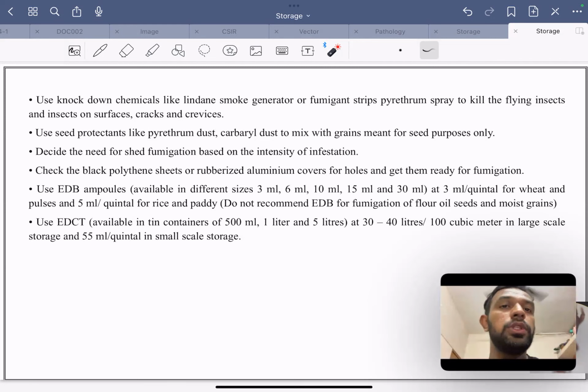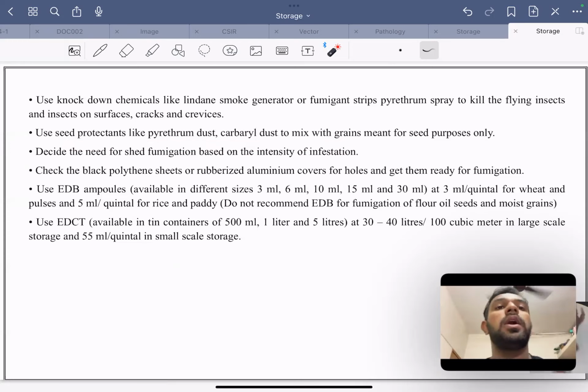Also, you can use knockdown chemicals such as lindane smoke generators. Those are used on the structures or the rooms where these things are stored. They can be used to kill the flying insects. Using seed protectors like pyrethrum dust and carbaryl dust is for grains meant for seed purpose only. If you are using that grain as seed, then you can protect it with pyrethrum dust and carbaryl dust.